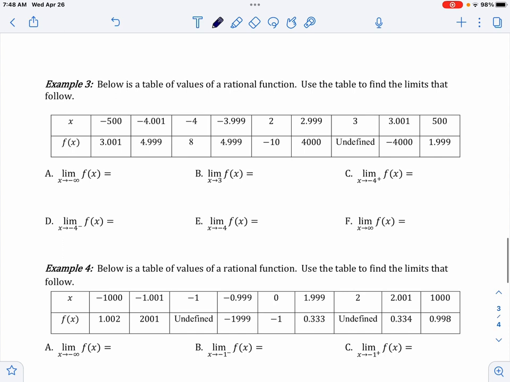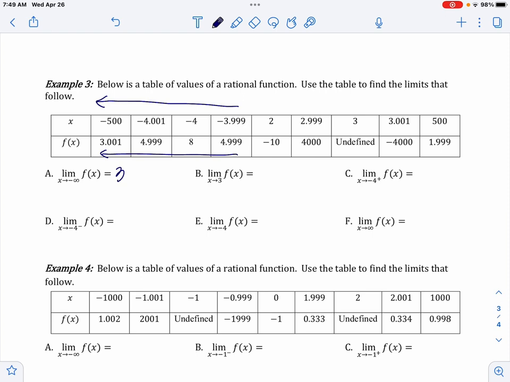It says below is a table of values of a rational function. So it's telling me it's a rational function. Use the table to find the limits that follow. So I want the limit as x approaches -infinity. So I'm going to look at my x values this way and say what's happening to my y values. If you look at your y values, they're getting closer and closer to 3.